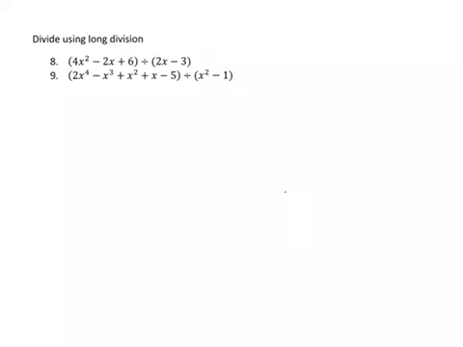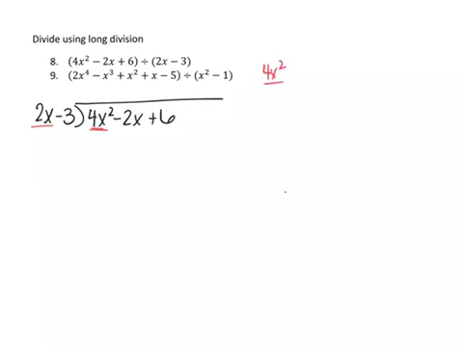All right, we're looking at some long division here. So I have 2x minus 3 going into 4x squared minus 2x plus 6. So the first thing I'm going to do is take 4x squared divided by 2x. 4x squared divided by 2x is 2x. And I'm going to put that on top, over the 2x. And I'm going to multiply 2x times the 2x minus 3.